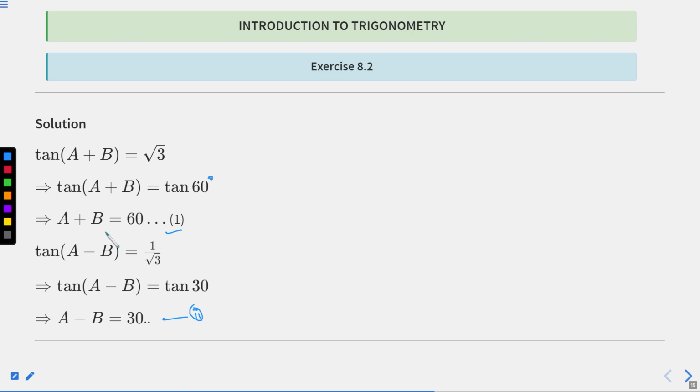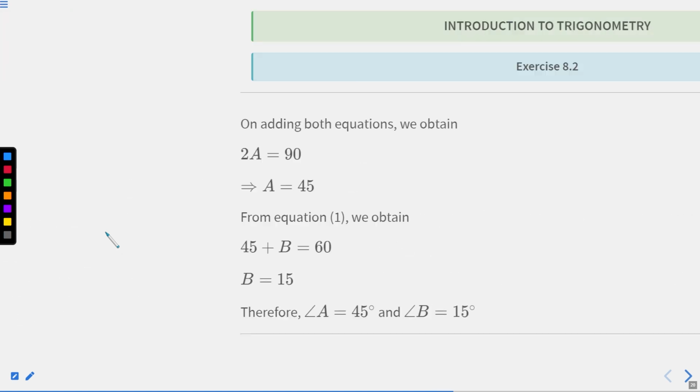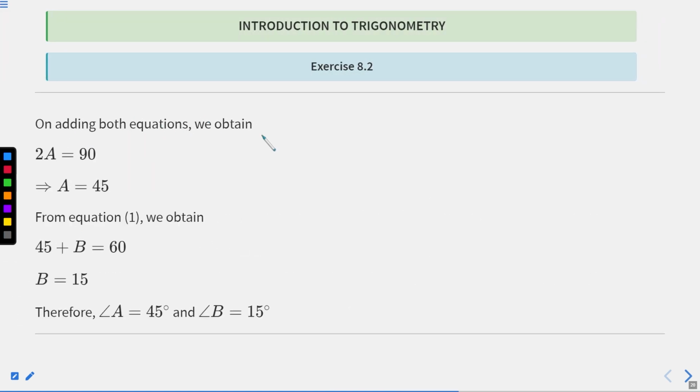Here we have A plus B equal to 60 degree and A minus B equal to 30 degree. If we solve these two equations by adding both equations, we obtain 2A equal to 90 degree, which implies A is equal to 45 degree. Now substituting A equal to 45 degree in equation number 1, we obtain 45 plus B equal to 60, which implies B is equal to 60 minus 45, that is 15 degree. Therefore angle A is equal to 45 degree and angle B is equal to 15 degree.